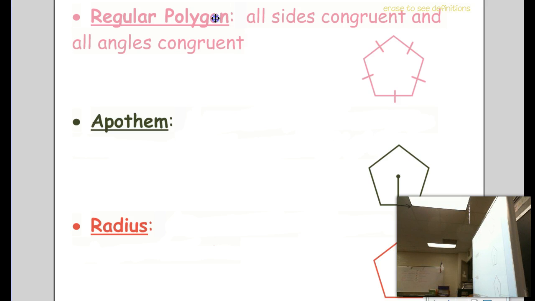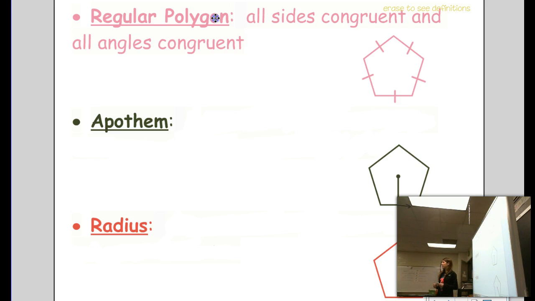All sides are equal, all angles equal. So regular polygons are symmetrical. And the formula we're going to learn today only works on regular polygons. Don't try to use it on a polygon that's not regular.